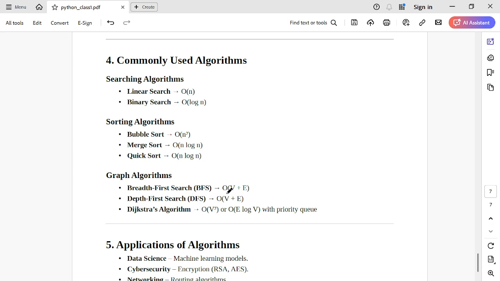For breadth first search, V represents the vertices and E represents the edges. So big O of V plus E. Depth first search also has the same big O of V plus E. And Dijkstra's algorithm, big O of V squared or big O of E log V with a priority queue.